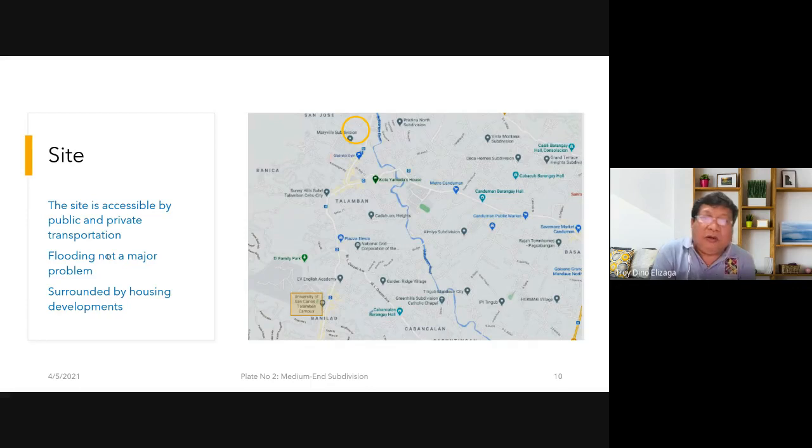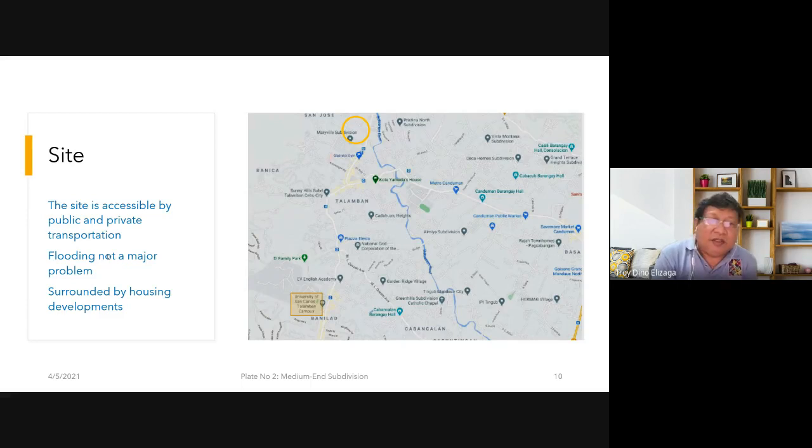And what do we know about the site? So it is near San Carlos. The site is accessible by public and private transportation, so you can take the jeep, you can go there. Actually, flooding is not a major problem, and I don't think there was ever a problem of flooding in this area.